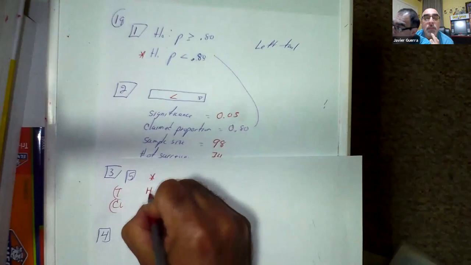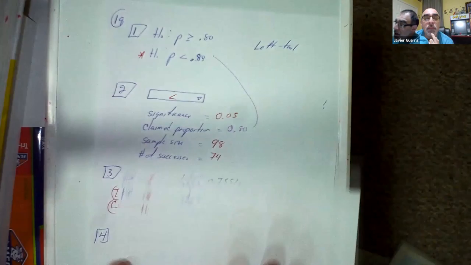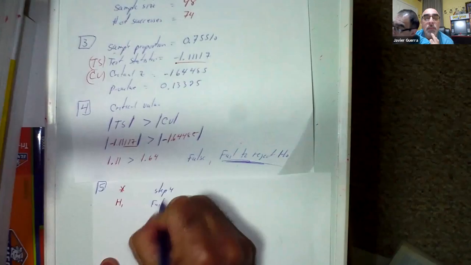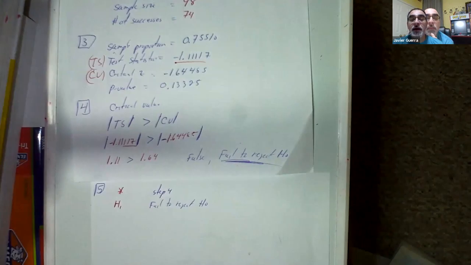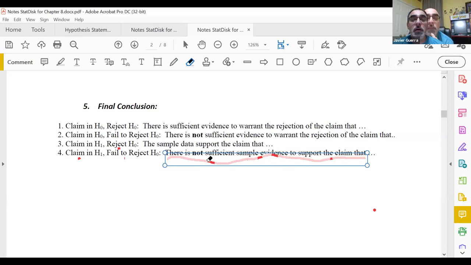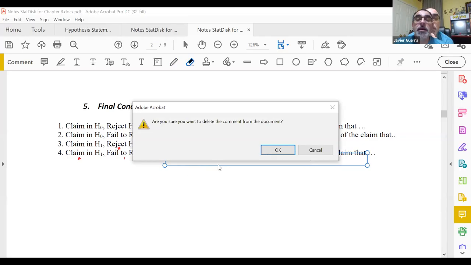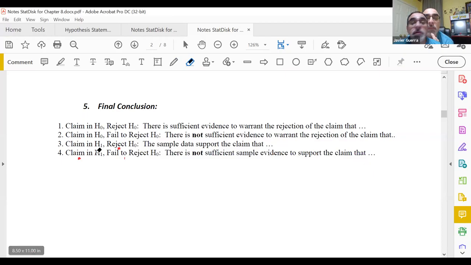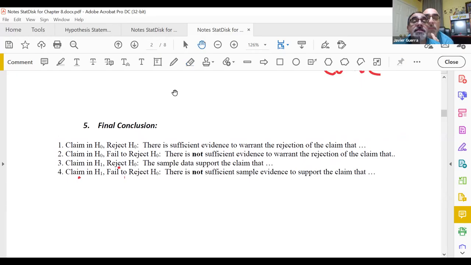And my step four, what do we say in step four? I said we failed to reject. Okay, and so which one do we pick from our choices, our four choices? I think it's gonna be the same one. Son of a biscuit. Are you serious? I have a claim in H1 and I failed to reject. Oh my gosh, it's the same. I got the same result. Well, what do you know? Pues qué cosas. Boom. Yeah, it's number four.